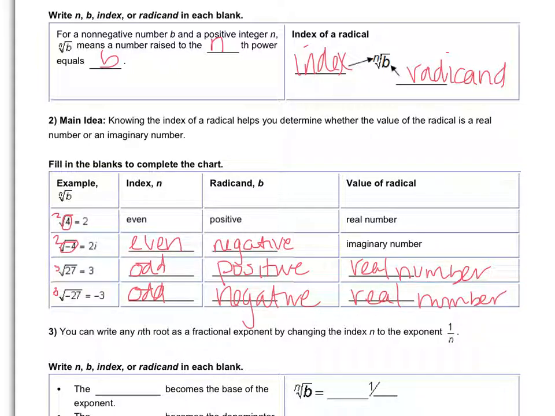What's important to note here is that if the index is odd, you can take the nth root of any number. It does not just have to be positive. We can take the cube root of a negative. We can take the fifth root of a negative. We cannot take the sixth root of a negative because 6 is an even number.